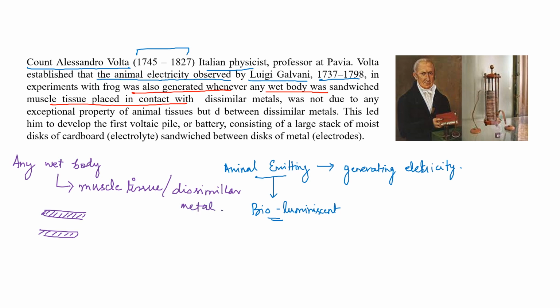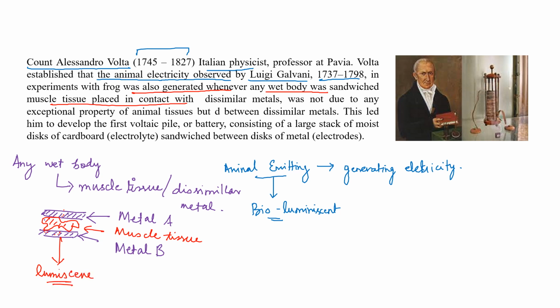See, here we have some metal A, and here we have some metal B, and in this we have a muscle tissue. Now this muscle tissue is being sandwiched between A and B. This will generate a luminescence effect.